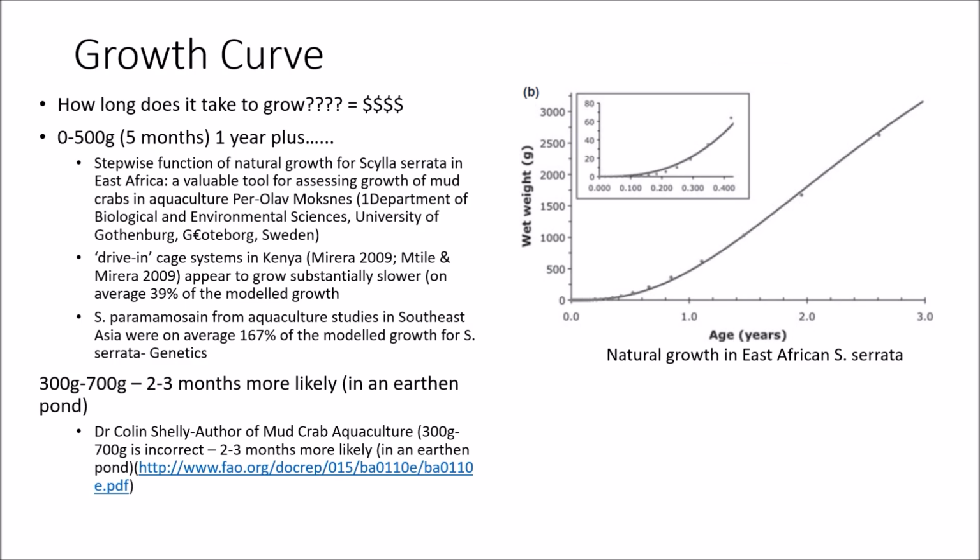So typically what we see in the market is being able to grow 0 to 500 grams in about 5 months or so. I've also spoken to a lot of specialists in the market who have given us some sort of benchmark on how the growth rate is likely to be in a pond, for example. This is from Dr. Colin Shelley, the famous author from the FAO. He gave us a benchmark from 300 to 700 grams in 2 to 3 months. So that's a 400 gram increment in about 90 days, giving us a growth rate of about 4.4 grams a day.